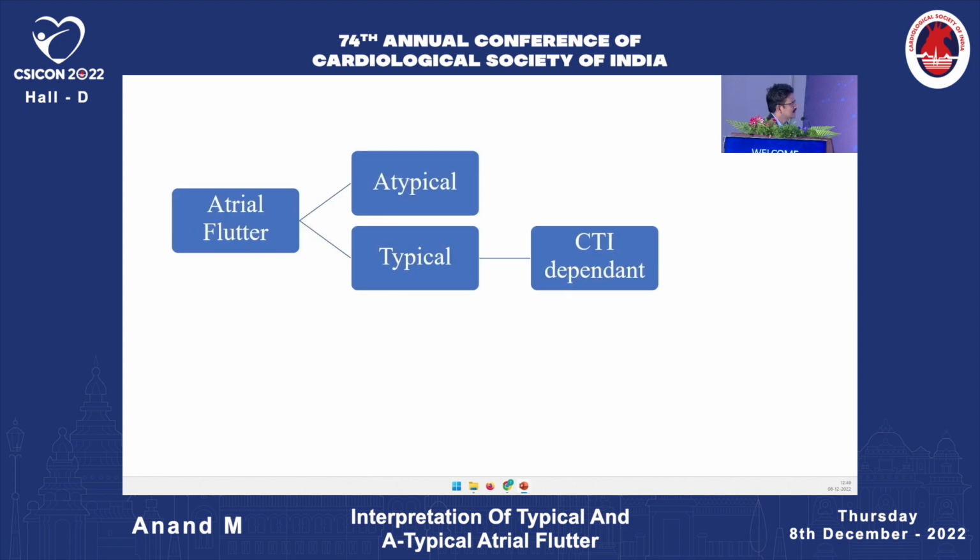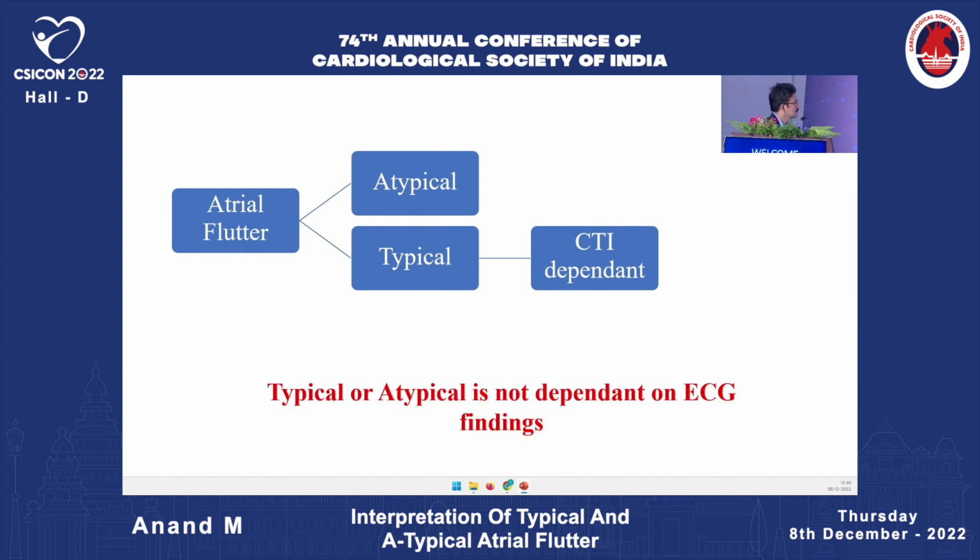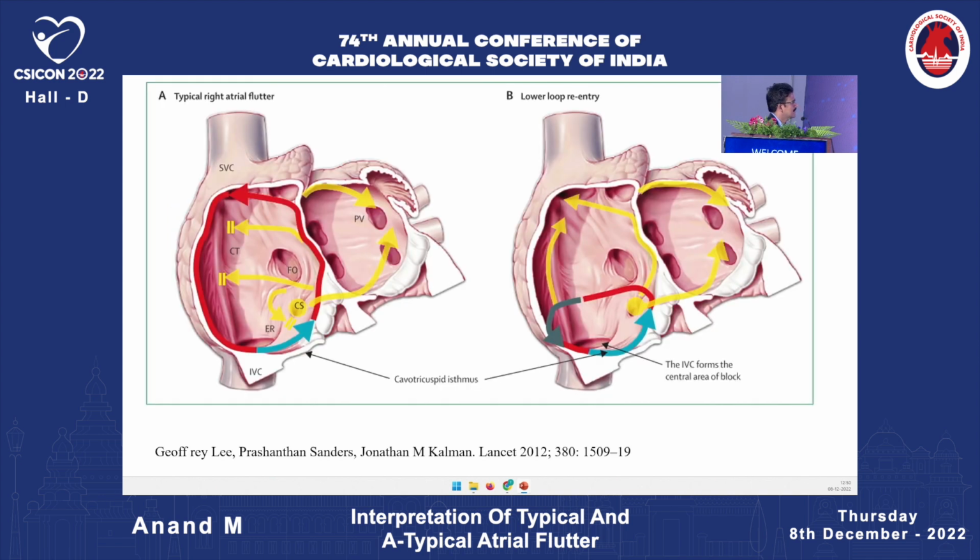So atrial flutters are usually defined as typical or atypical. This is based on CTI dependency. All typical flutters are CTI dependent, while all other non-CTI dependent flutters are atypical flutters. So typical or atypical is not based on the ECG finding. It is based on the EP finding. If it's a CTI dependent flutter, it's called a typical flutter. All others are non-CTI dependent flutters.